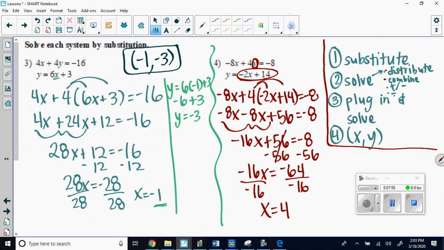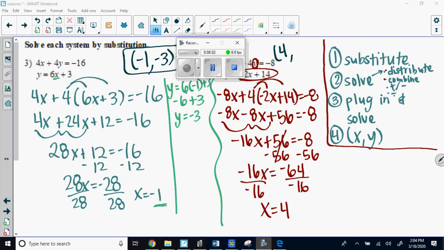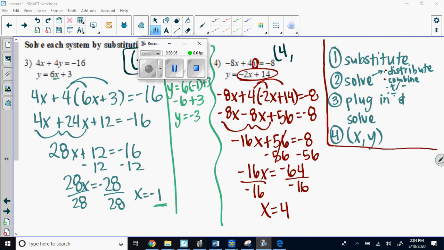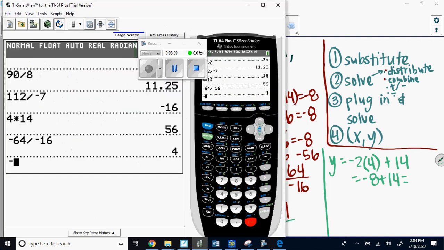Okay, remember that is only half of our answer. So we have x equals 4. We also need what y equals. I'm going to squeeze that into this corner over here. We know that y equals negative 2x plus 14. And x is 4. So y equals negative 2 times 4 plus 14, which is negative 8 plus 14, which is positive 6.